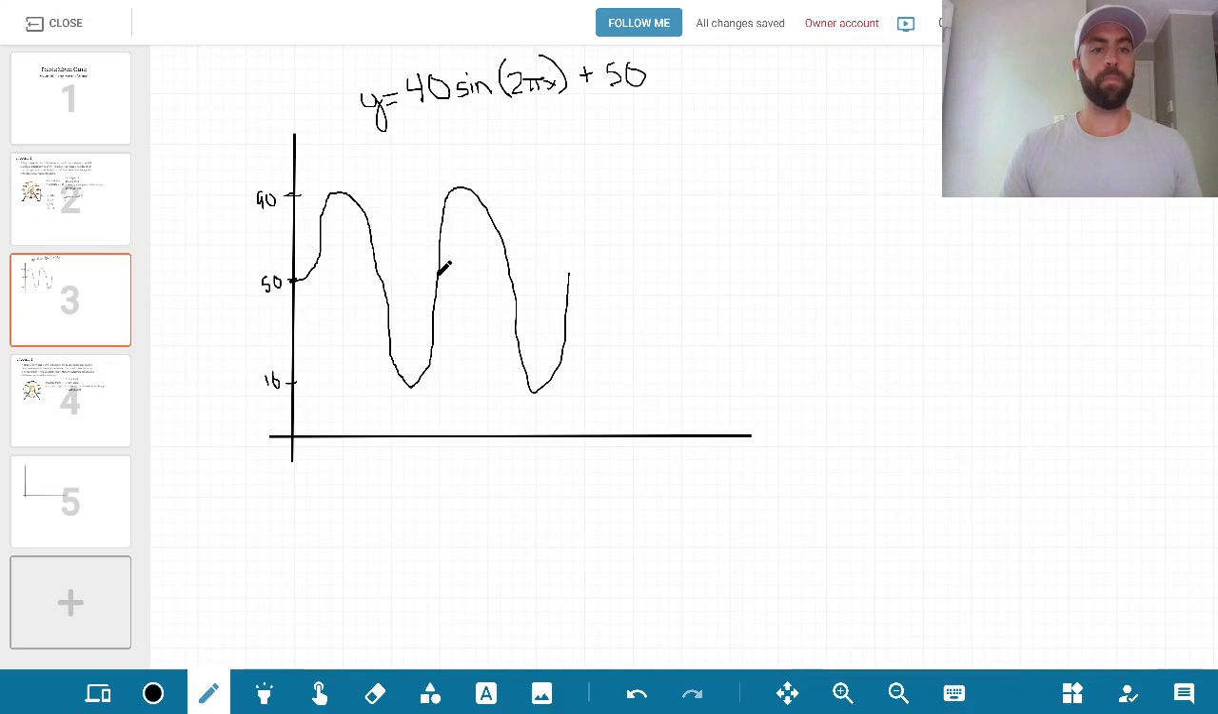Now the cycle completes here. 1 cycle. We have 2 cycles. And if we look back, we remember the period was 1 minute. So this should be when the first cycle completes at 1 and the second cycle completes at 2. Now this is a pretty simple graph. It's just a sine wave shifted up 50 with an amplitude of 40. Let's look at a harder example.